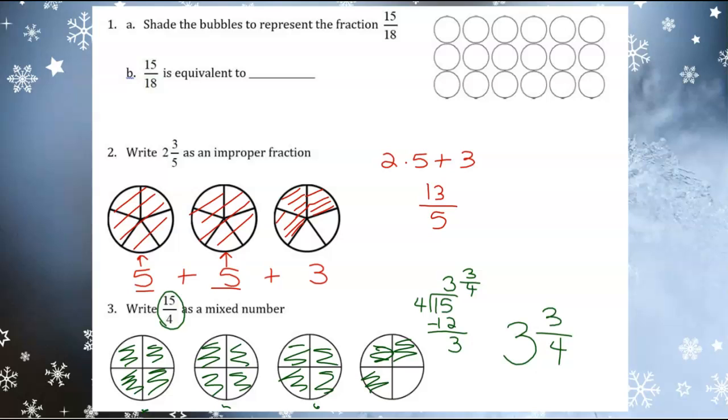So if you're given a mixed number and you need an improper fraction, then multiply and add the numerator. If you're given an improper fraction and want to write it as a mixed number, we divide and subtract. Notice these are inverse operations: multiplying, adding, dividing, and subtracting. So it's kind of undoing each other.